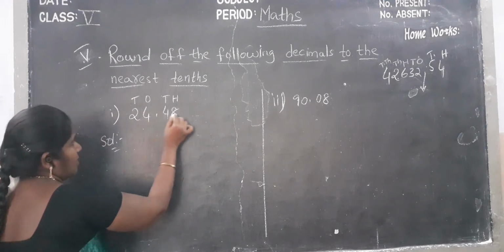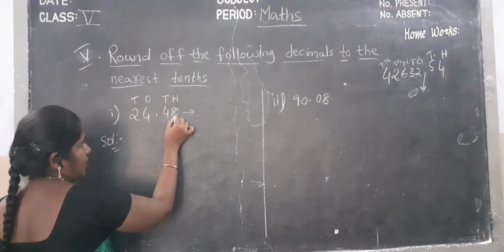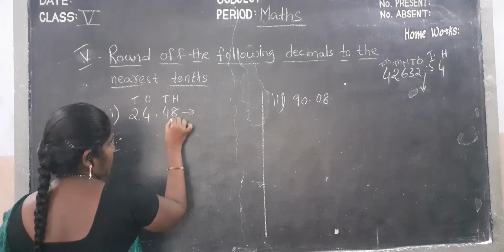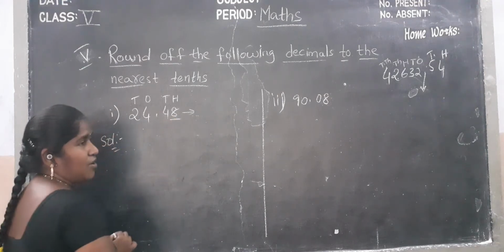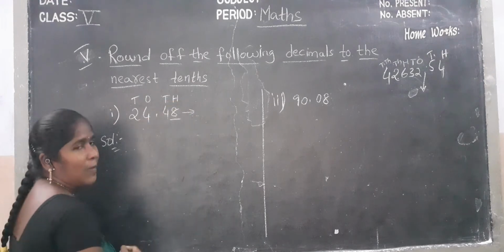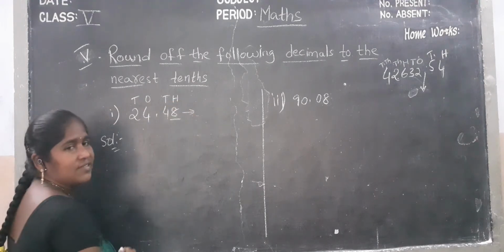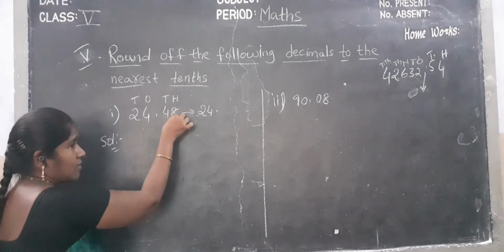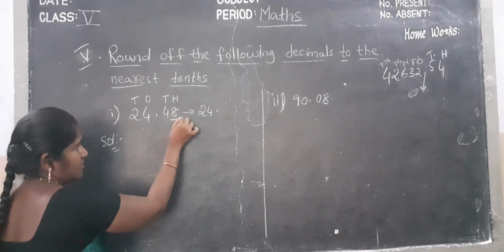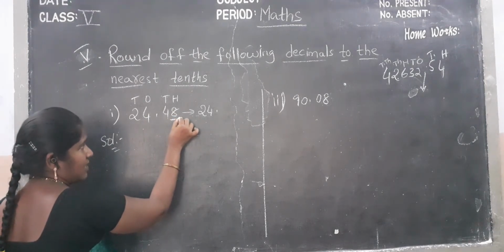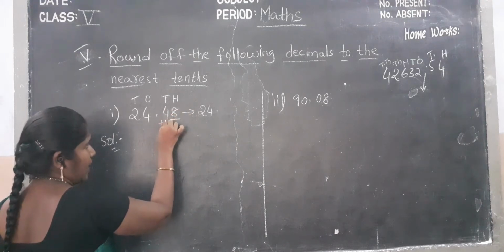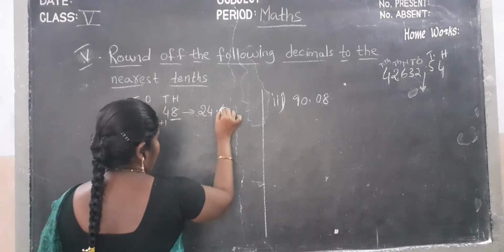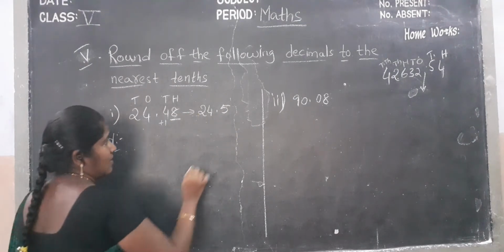Okay, children? For this sum, see children, so 24.48. So we want to observe the hundredths place. In the hundredths place, if the digit is greater than 5, we want to add plus 1 to the tenths place value, and write this number as usual 0. Okay, children, how to write it? So after the decimal, we want to observe the hundredths place. So what is that in the hundredths place, children? 8. 8 is greater than 5. Greater than 5 means we want to add plus 1 to the tenths place. That means 4 plus 1 is 5. And replace the hundredths place by 0.